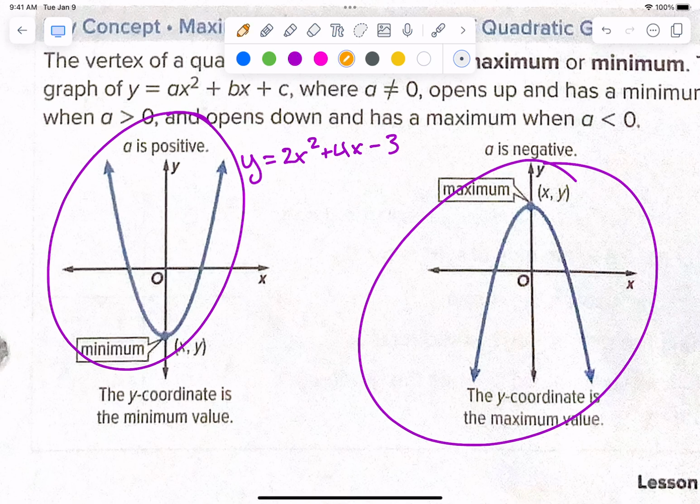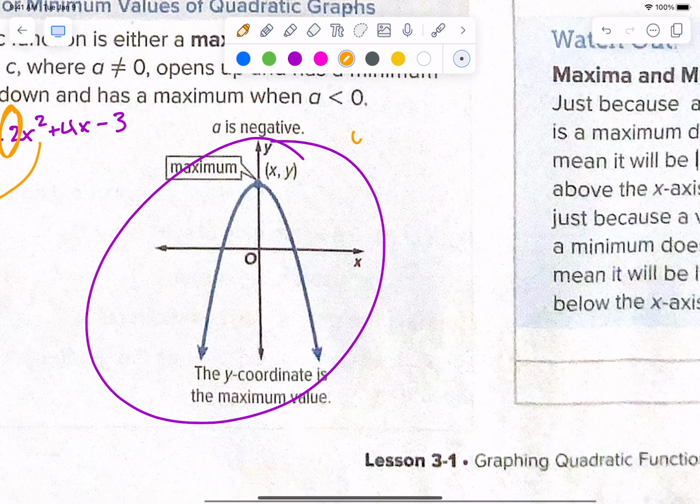Smile goes up, frown goes down. If your first number, the number that goes with your x squared, is a positive number, he's going to smile. If he's a negative number, he's going to frown. So this is an example of this, okay? An example here would be like -3x squared plus 6. Notice that this one doesn't have a b term. That's okay. You can have that, right?